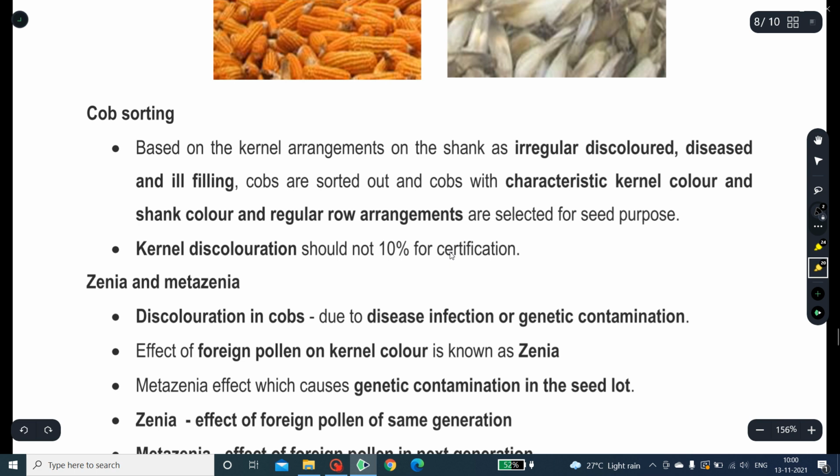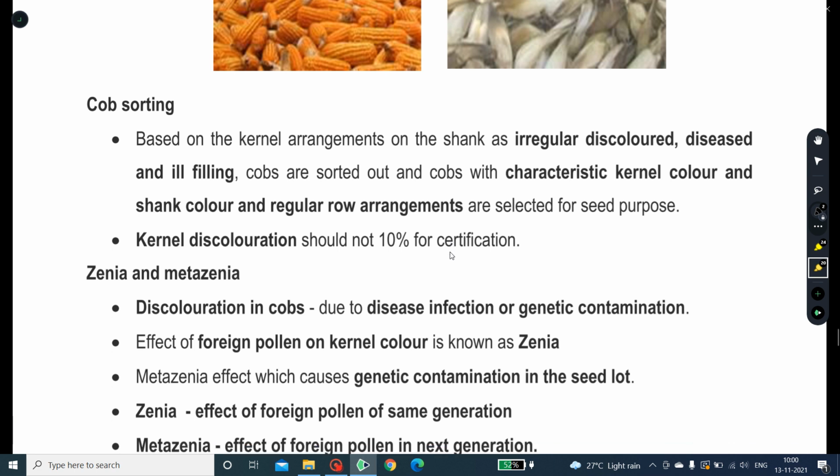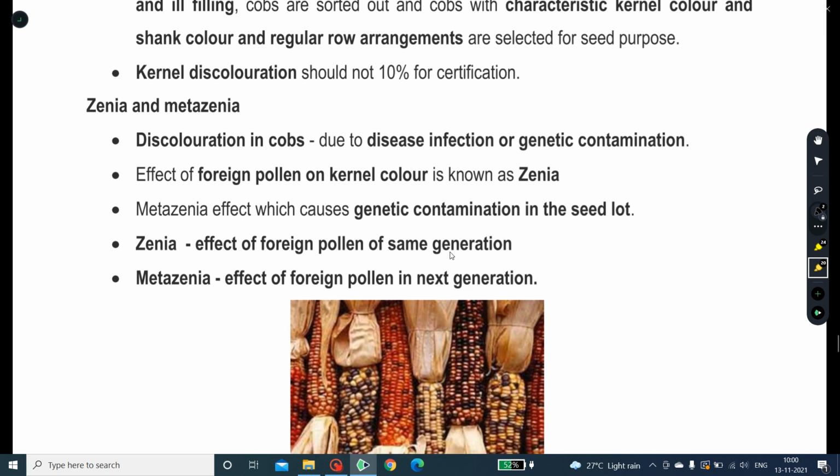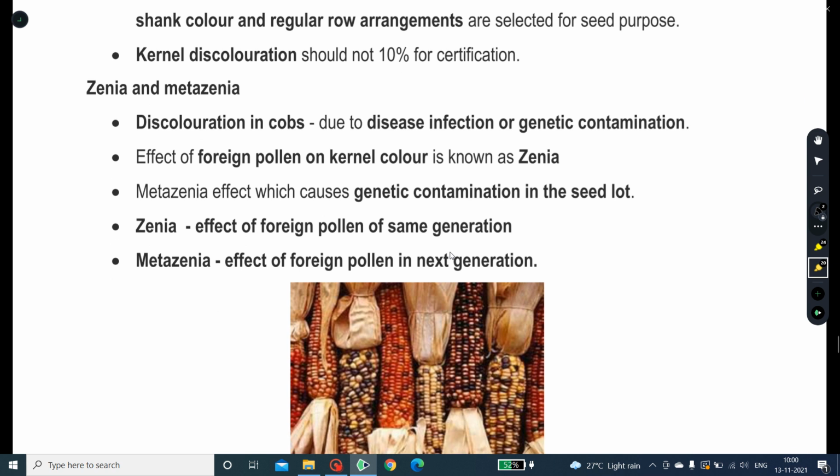There are two different criteria in case of maize, as Xenia and Metaxenia effect. Here the discoloration in crops may be due to disease, infection or genetic contamination. In case of genetic contamination, the effect of foreign pollen on kernel color is known as Xenia. Metaxenia effect also causes genetic contamination in the seed lot.